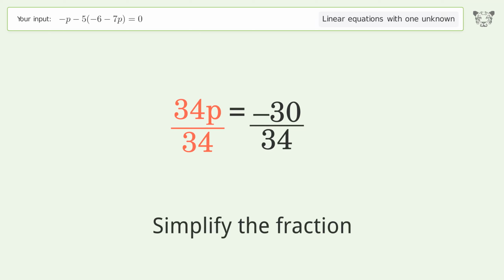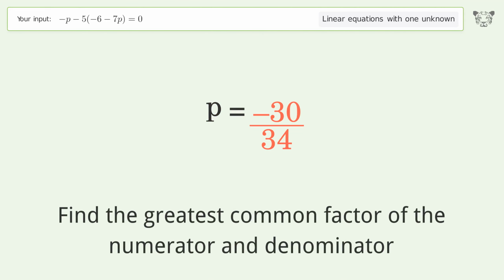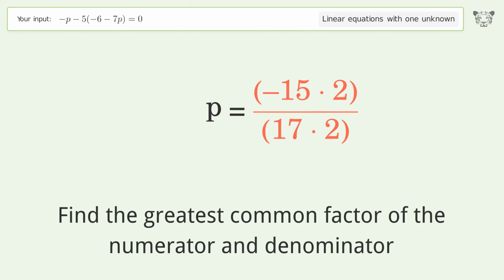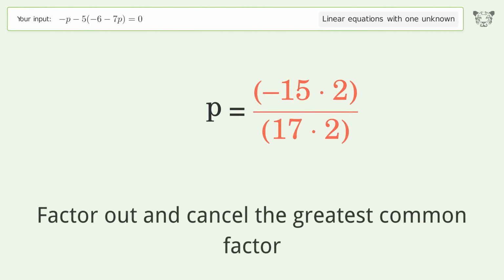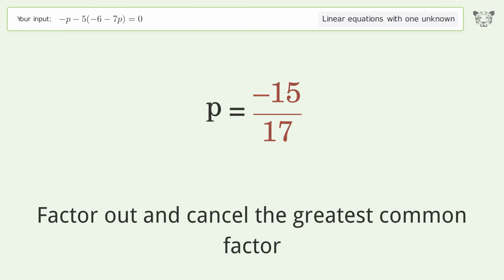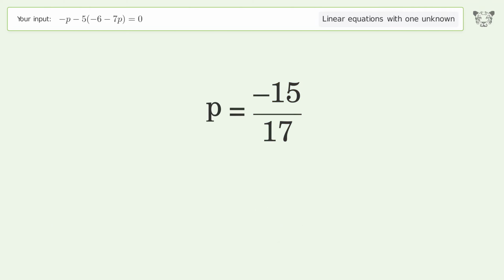Simplify the fraction. Find the greatest common factor of the numerator and denominator. Factor out and cancel the greatest common factor. And so the final result is p equals -15/17.